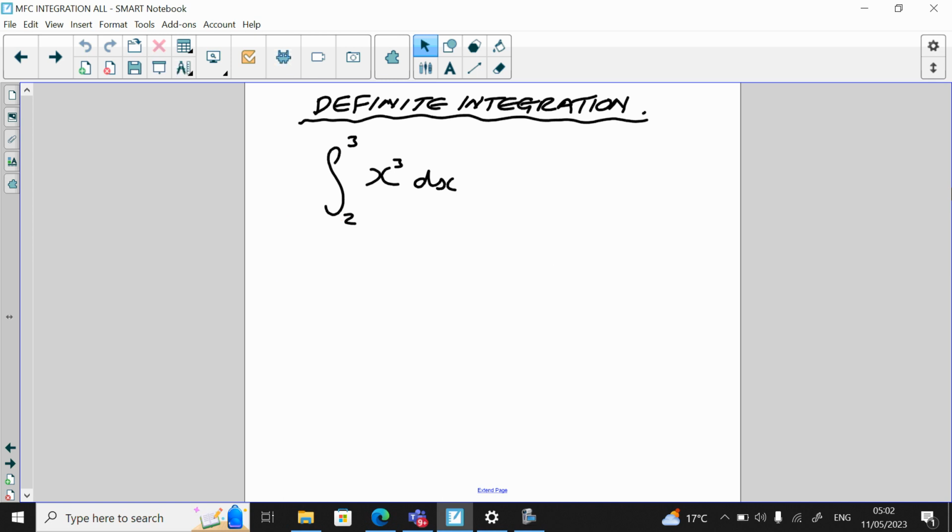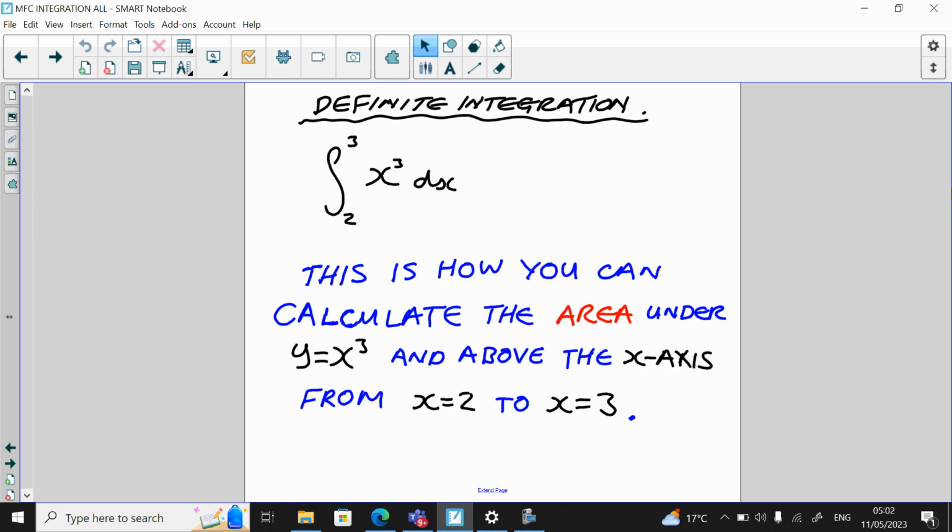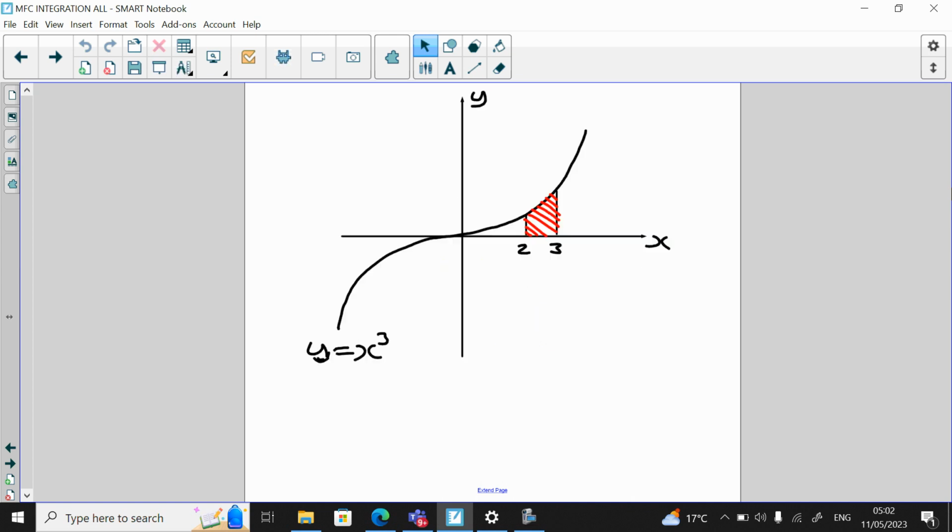So what's going to happen here? Just apply the rule as per normal, but I'm going to give you a little graphical analogy here. This is what this could represent. This is like looking at the area under y equals x cubed, and above the x-axis, from x equals 2 to x equals 3, these are vertical lines. So that's the scenario we've got there.